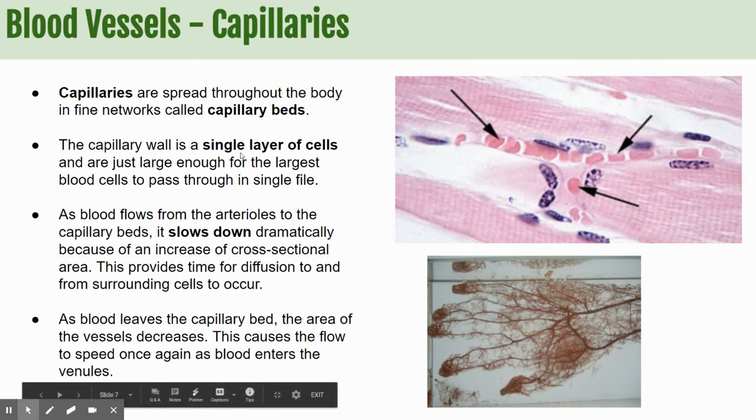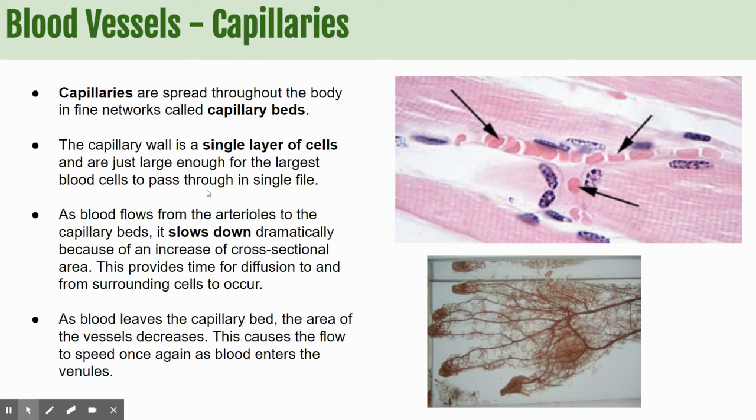So the capillary wall is a single layer of cells, just large enough for the largest blood cell to pass through. As blood flows from the arterioles to the capillary beds, it slows down dramatically because of the increase in the cross-sectional area, which I'll have another slide that explains a little bit more. Alrighty.